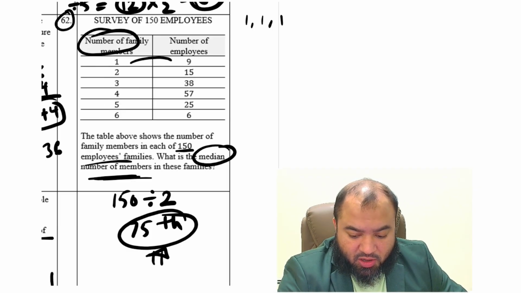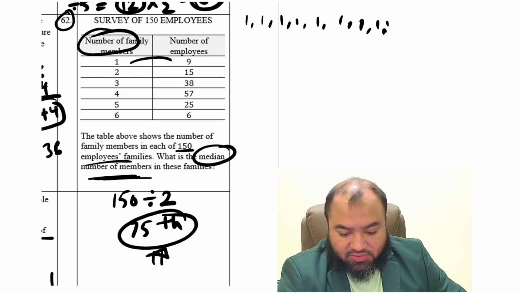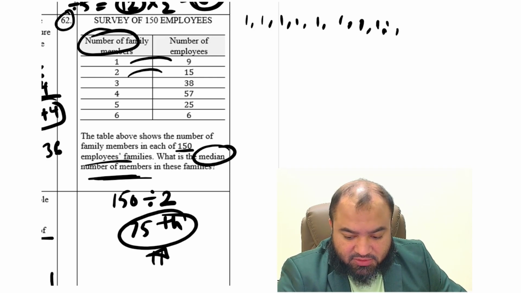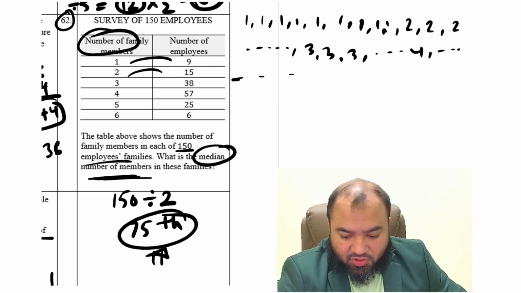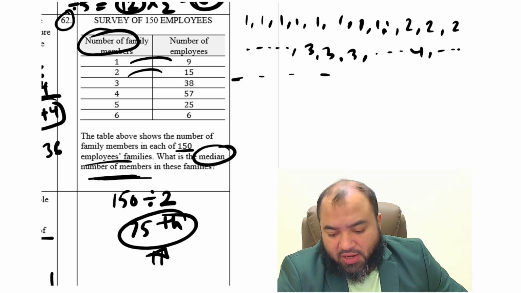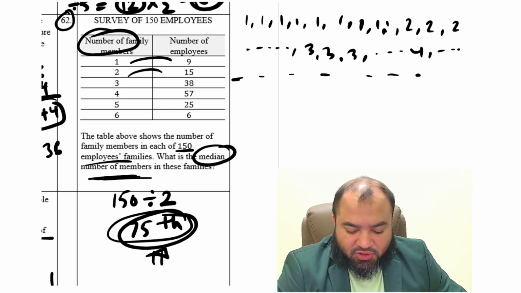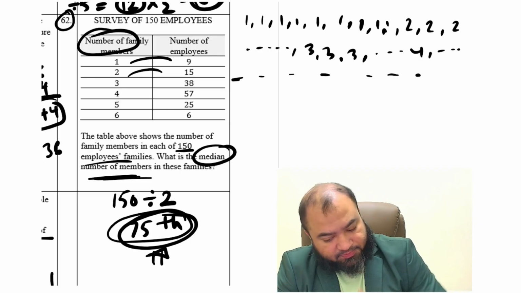So 1, 1, 1, 1, 1, 1, 1, 1, 1, so 9 times. Then 2 appears 15 times. Then you write 15 twos and so on. And then 3 appears 38 times and then so on. 4 appears 57 times. We don't want to write down all of it. So after all this, we want to find out which one is the 75th number.